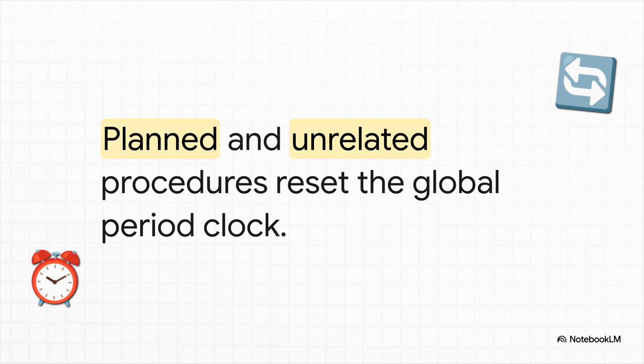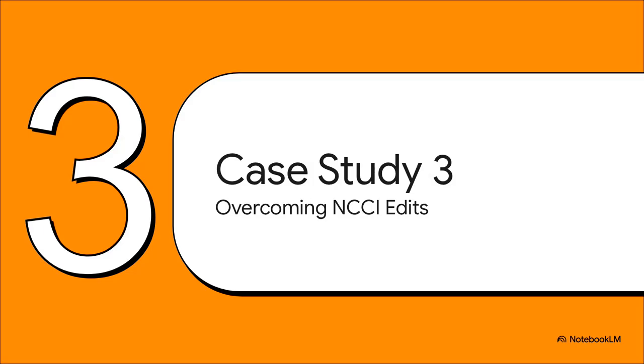Here is your high-yield takeaway to help you instantly eliminate wrong answers. Planned procedures using 58 and unrelated procedures using 79 will completely reset the global period clock. But, and this is a big but, unplanned complications using 78 do not reset the clock. Why? Because payment is just for the intraoperative portion. Lock that logic in. Onward to Section 3.